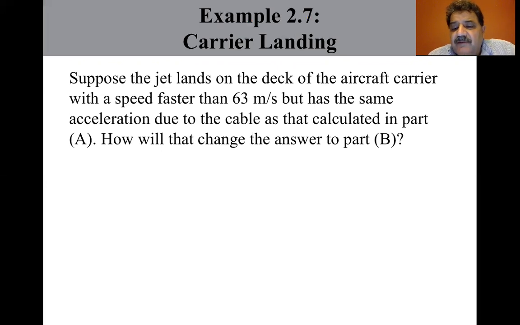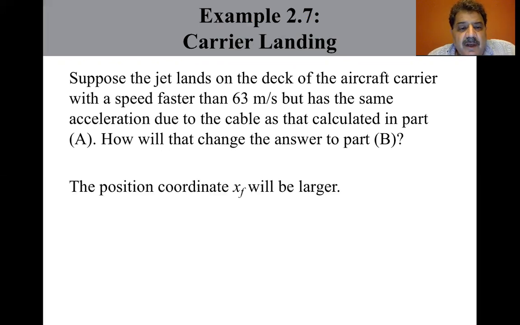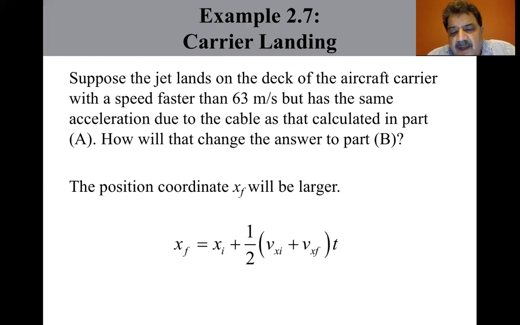Okay, if the jet is traveling faster at the beginning, it will stop further away from its starting point. So the answer to part B should be larger. The position coordinate x sub final will be larger. Mathematically, we see that if Vxi is larger, then x sub final will be larger. Even though it's divided by 2, x sub f has to increase.